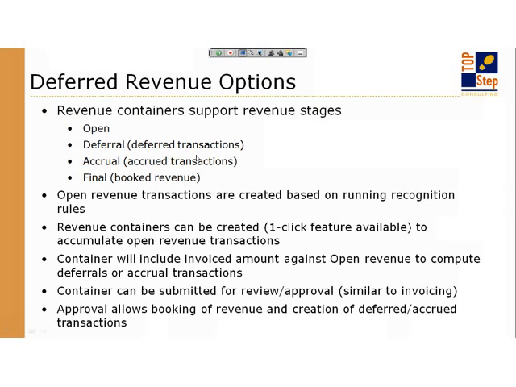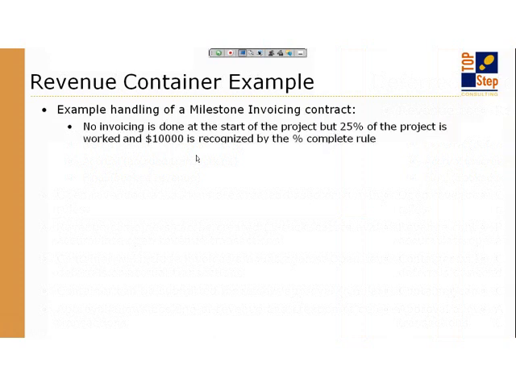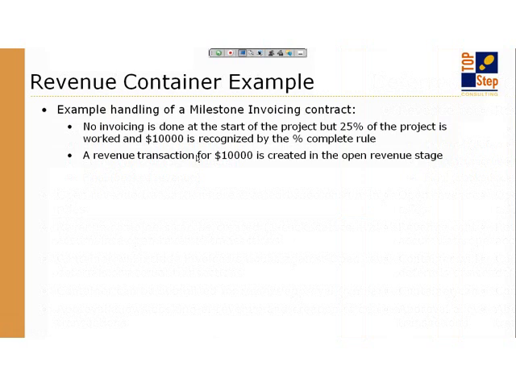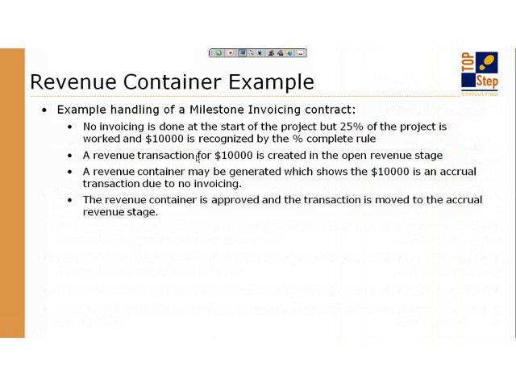So I'm going to walk you through an example here, and we're going to do a live demonstration. So let's say that no invoicing has been done at the start of a project, but we get to recognize 25% right away. We worked 25% of the project. So we haven't done any invoicing yet, but we can recognize 25% of the project. So I generate a revenue transaction for $10,000, and I create a container to basically grab that $10,000, but there's been no invoicing. So it's going to propose that this is an accrual transaction, and I'm going to submit that revenue container for review and approval. Once it's approved, I have $10,000 in accrual revenue.